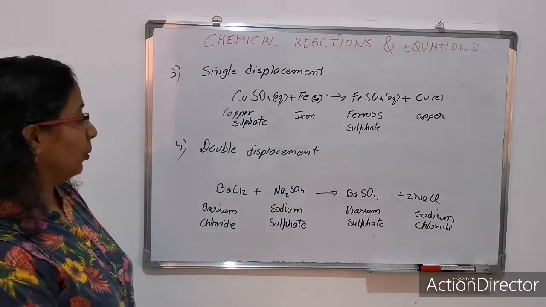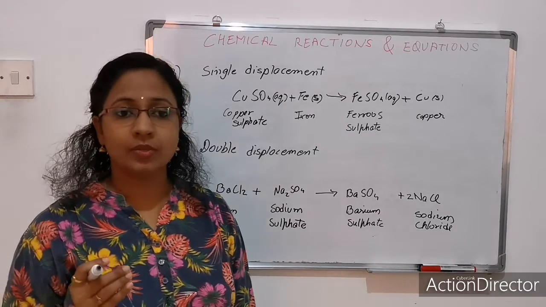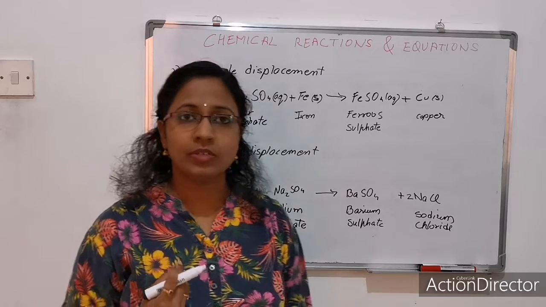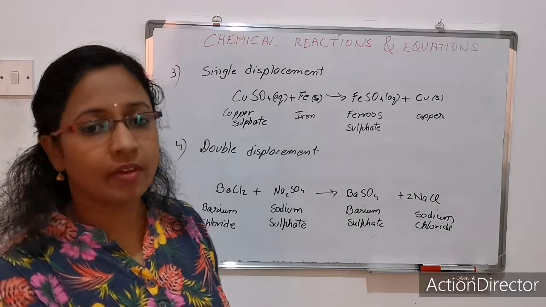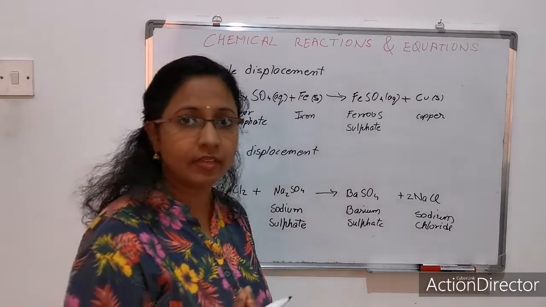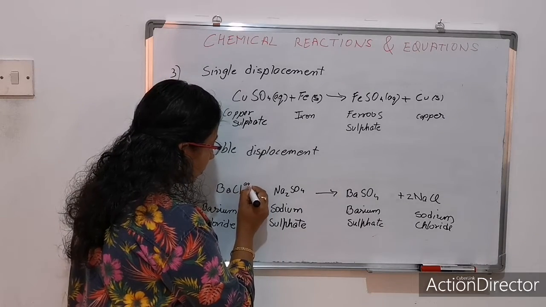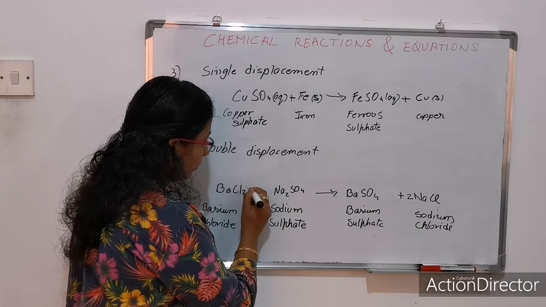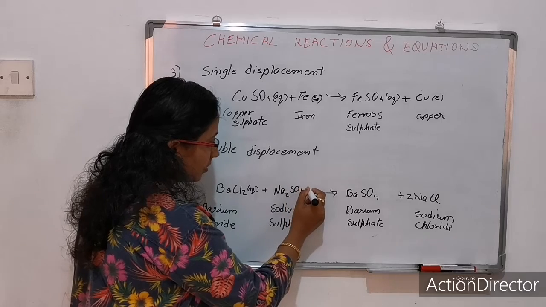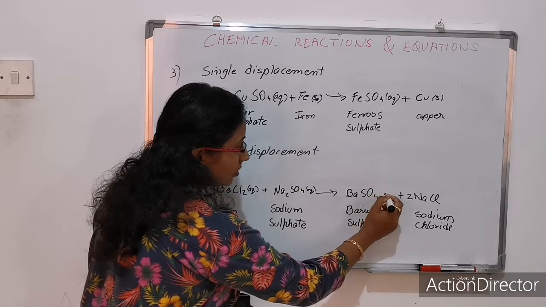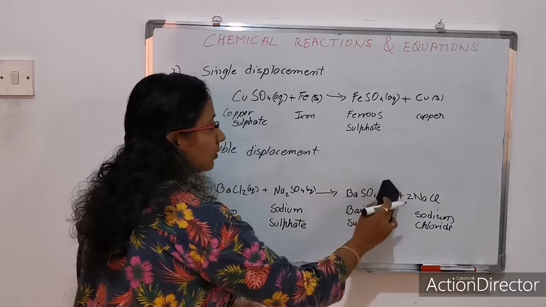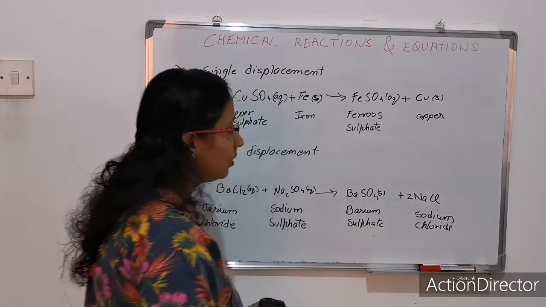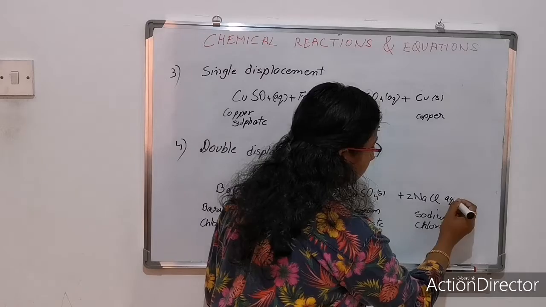Okay. Now BaCl2 is aqueous. Na2SO4 is also aqueous, and we get BaSO4 as solid and NaCl as aqueous. BaCl2 aqueous plus Na2SO4 aqueous gives BaSO4, which is solid, and NaCl, which is aqueous. Okay.